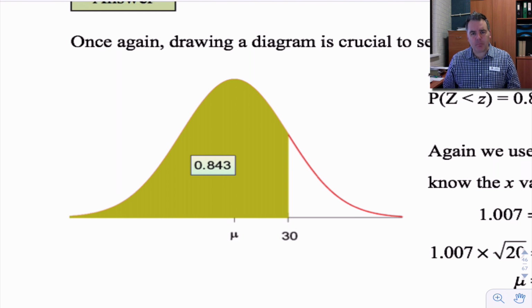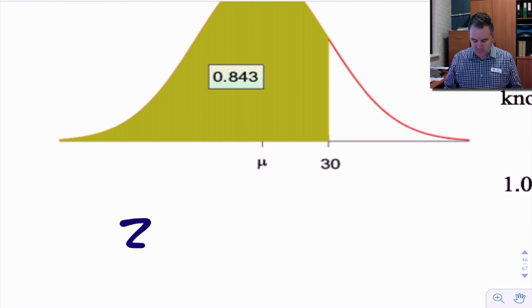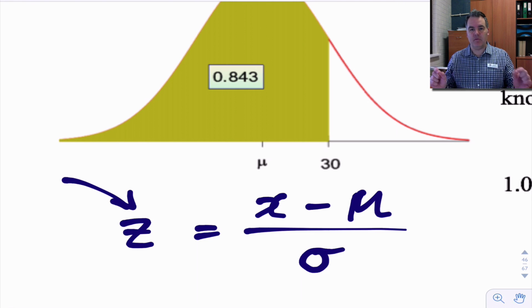Okay, so in this problem here we want to find the mean. We're given the variance here as well. So the key formula in all of these things is this formula here. This is the formula that transforms x values to z values, and remember our z values are just the number of standard deviations away from the mean that a particular score is. In this case the score we're talking about is 30.